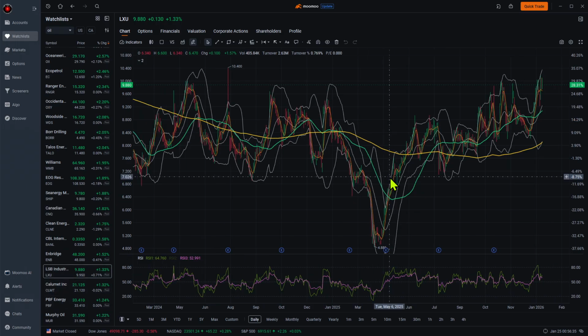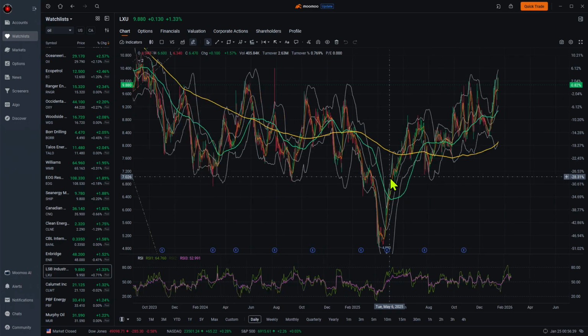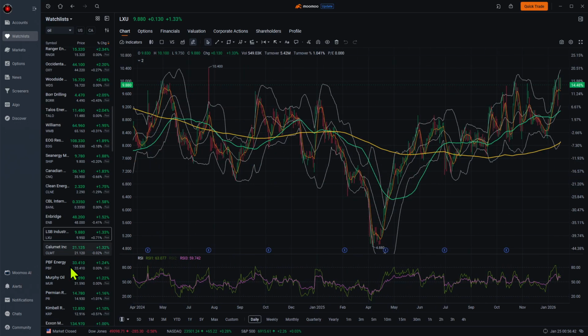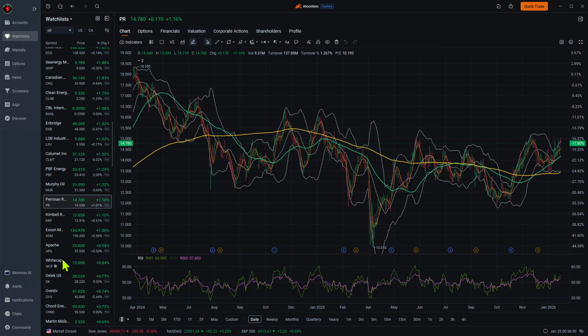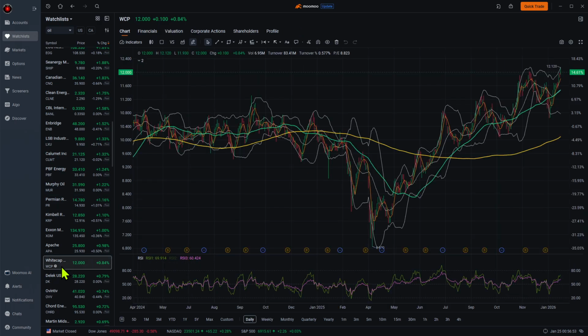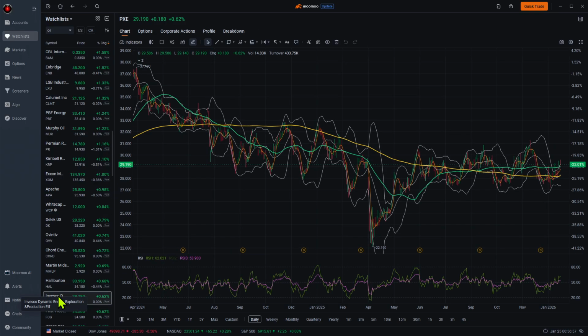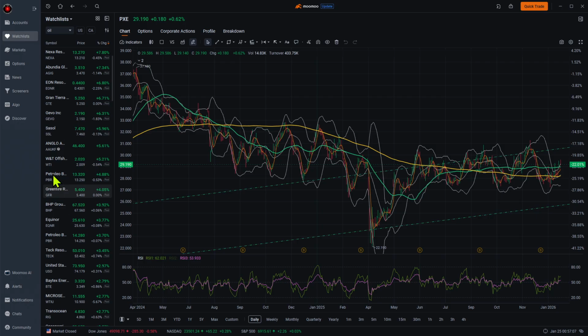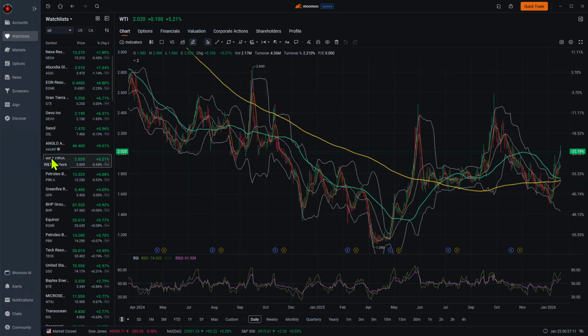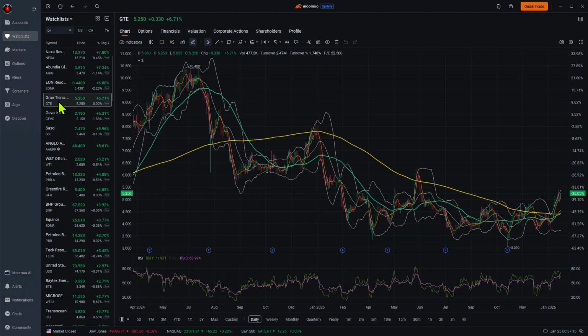Look at that. Look at all that chop it's about to break out of. See, these are just starting to break out. This is where PXE is just breaking out. This is where money should be rotating to. This is where you should be looking. ANGPY.